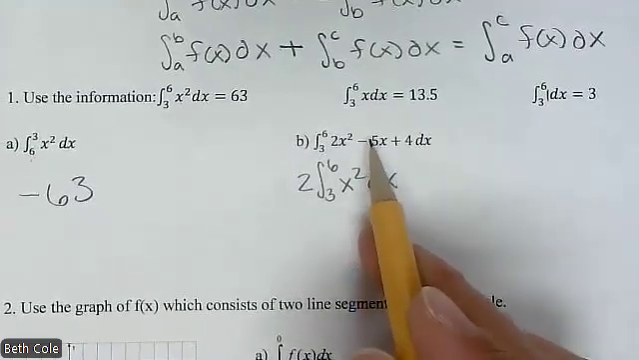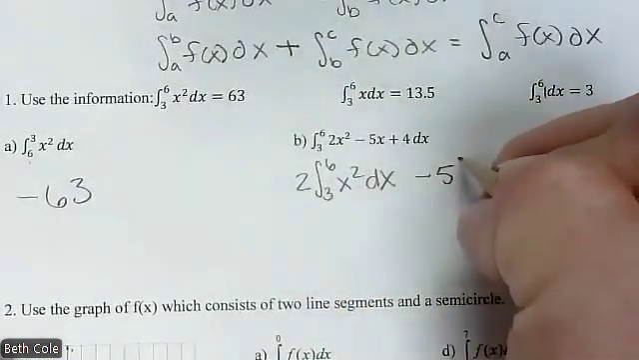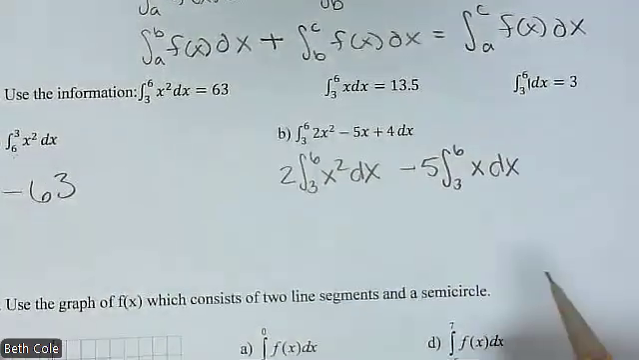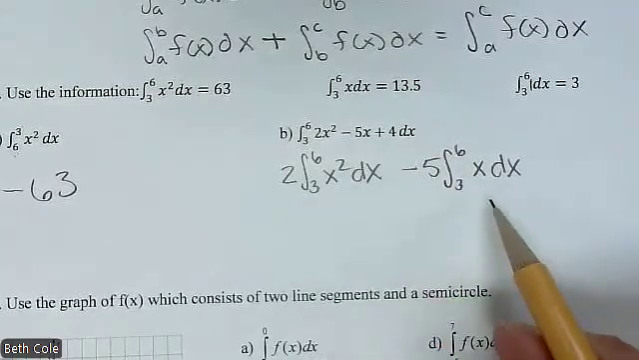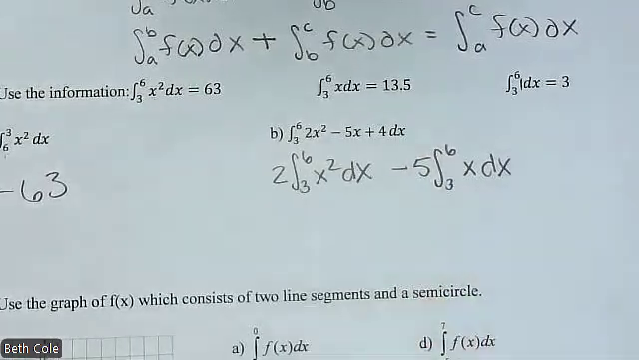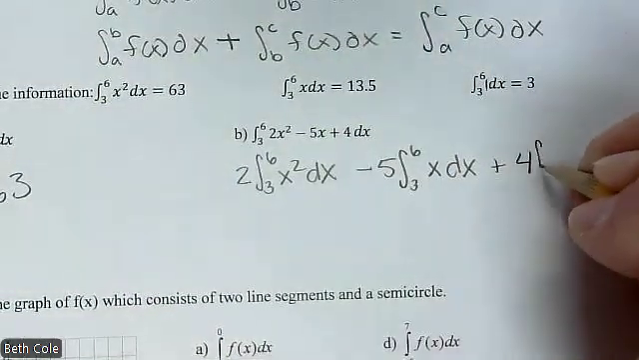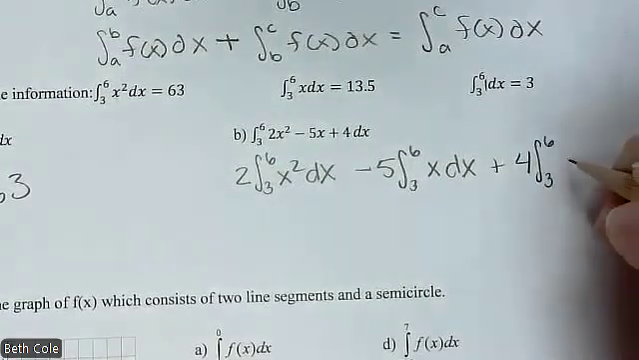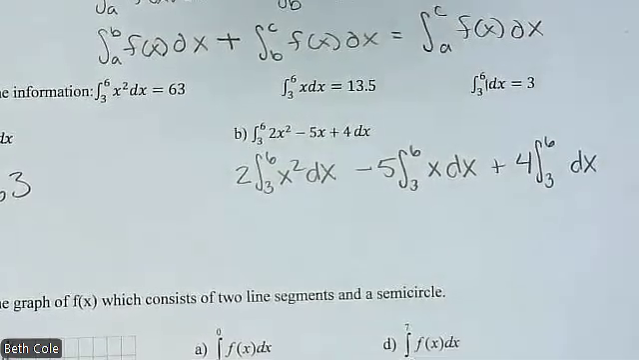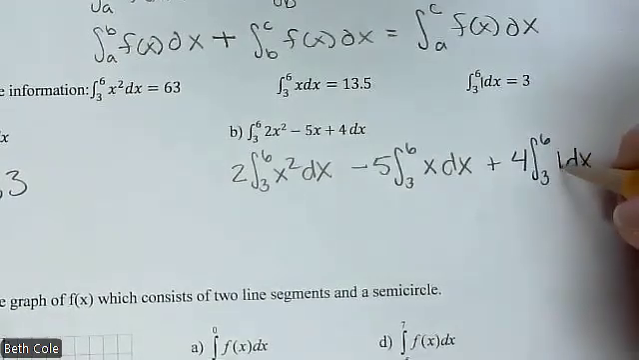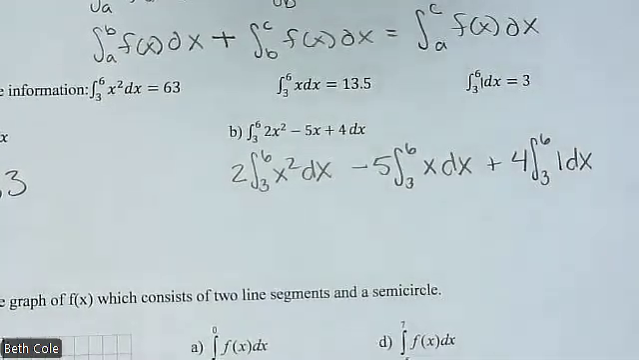X squared dx. Minus 5 integral 3 to 6 of just x dx. Do you see how I'm just kind of breaking it all apart? So you can understand where each part comes from. All right, plus 4 integral 3 to 6 of just dx. Or again, if it bothers you that it's empty, because that happens sometimes, you can put a 1 in there. If you're like, oh, it really bothers me that there's nothing there, you can put a 1 inside of there.